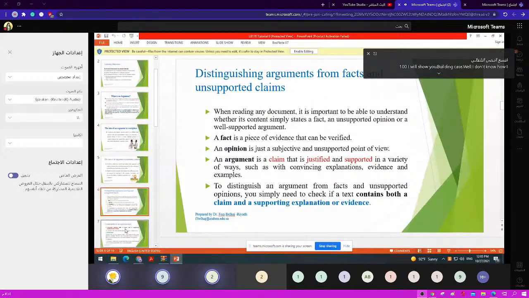بروبوزل اللي خلصناها. اوكي طبعا عرفنا what's different لما build case, we already know what's different between fact, opinion and argument. الارجمنت تتكون من ايش guys؟ الارجمنت قلنا من claim and support. Okay, evidence. Okay, very good.